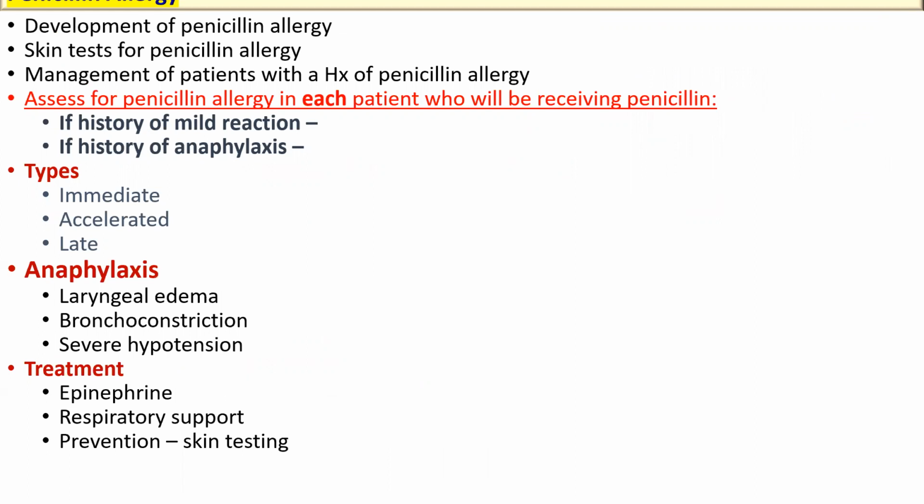So you would assess for penicillin allergy in each patient who will receive penicillin. Any patient receiving penicillin should be tested for allergy to penicillin. If there is a history of mild reaction, you would consider a cephalosporin. If there is a history of anaphylaxis, then avoid administering penicillin or cephalosporins at all.